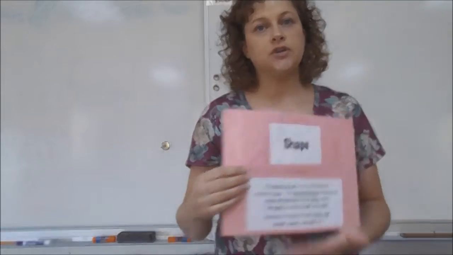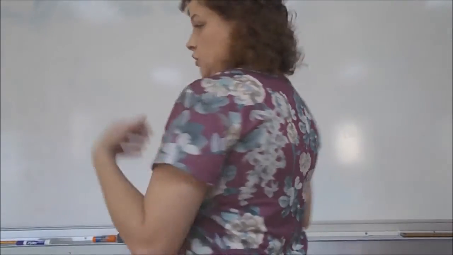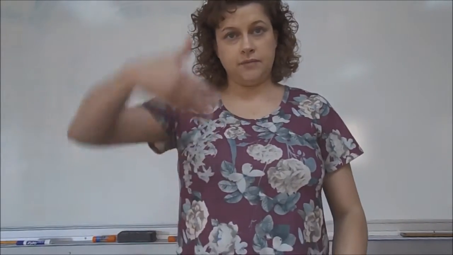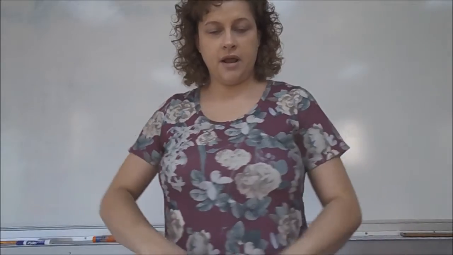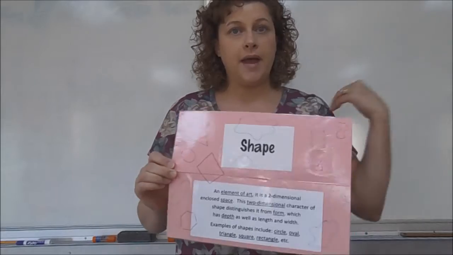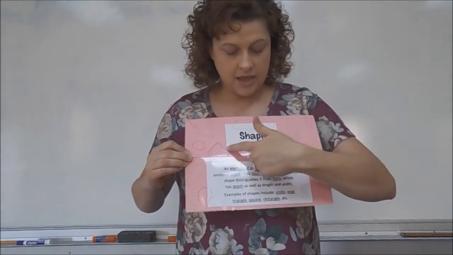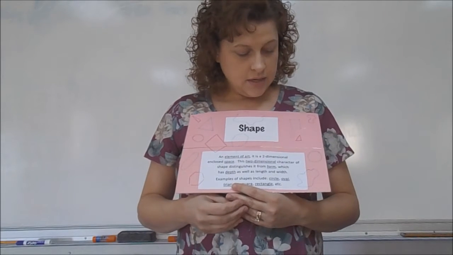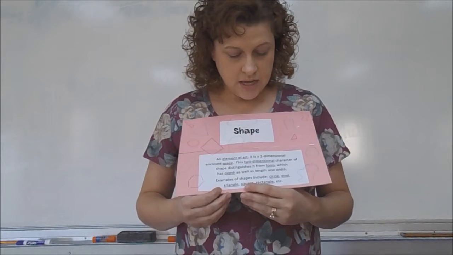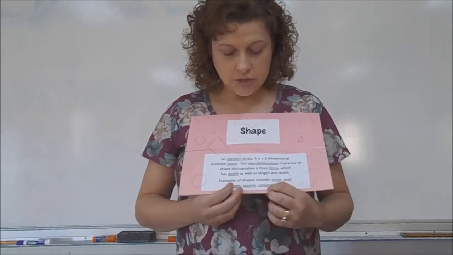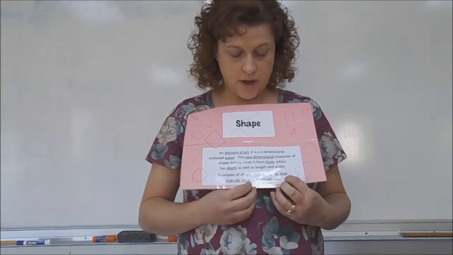If I turn around, you can see the back of me. You can see me from the side. I take up space. I have tall, and I have a width, but I also have a depth. I go back in space as well. Shapes are flat. They don't go back in space. They just have a height and a width. Okay, now this 2-dimensional character of shape distinguishes it from form, which has depth, and we were talking about that. So examples of shapes include circles, ovals, triangles, squares, and rectangles.